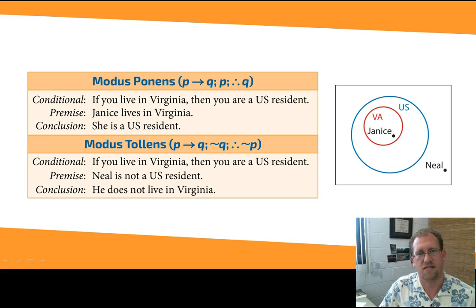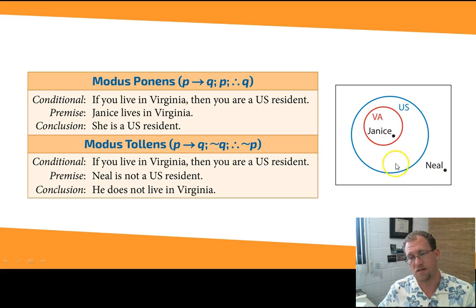Therefore, Neil does not live in Virginia, right? And here's a little happy picture to show where Janice and Neil are related to each other. Virginia residents are part of U.S. residents. Janice is a part of Virginia, so she is a part of the United States. Neil, however, is not a part of the United States. He lives in Quebec. Quebec is not a part of the United States.